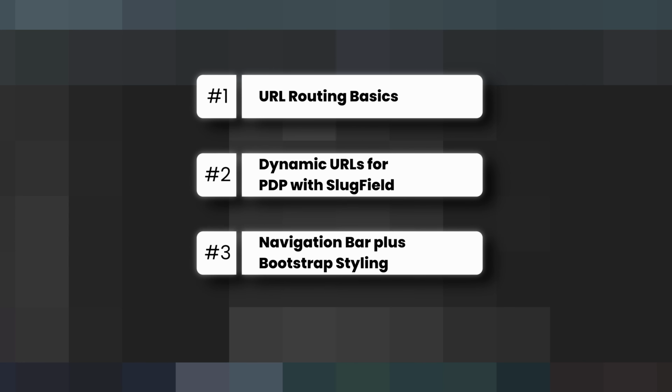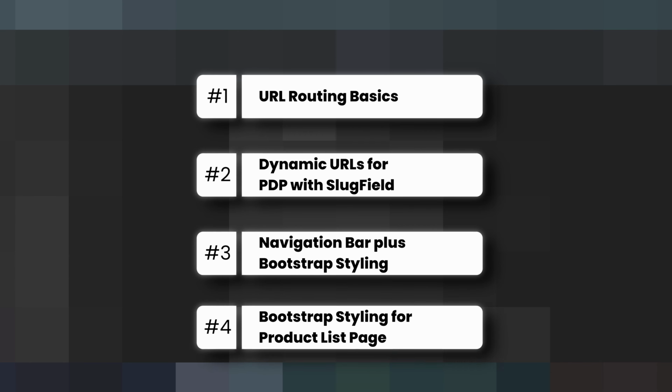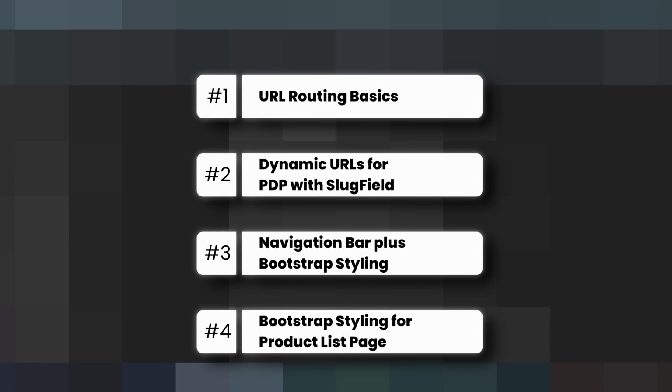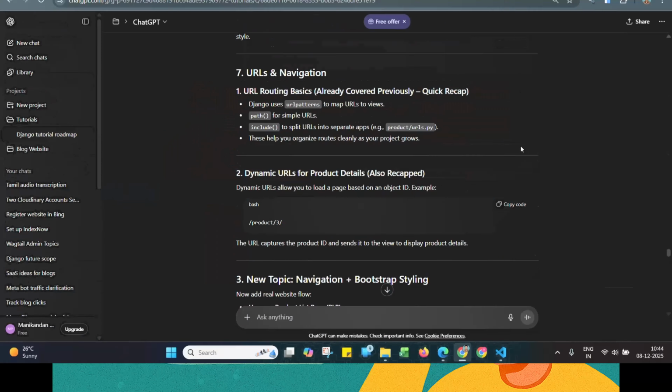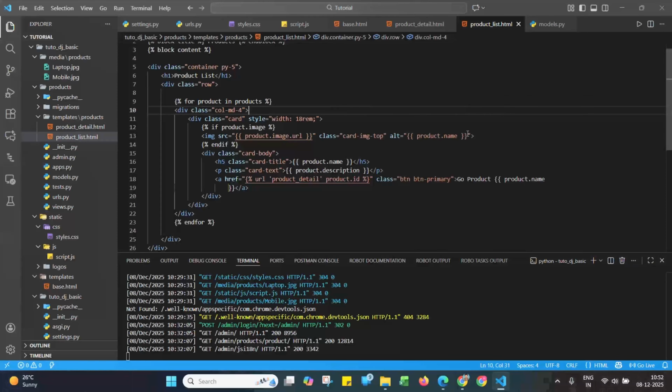Following this, we will focus on navigation. Specifically, we're going to add a functional global navigation bar to our entire website using the Bootstrap framework. Finally, we will dedicate time to styling our product detail page using Bootstrap. So, please watch the video without skipping a single part, as every step builds upon the last.